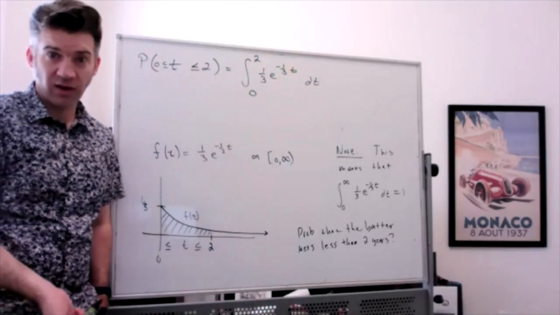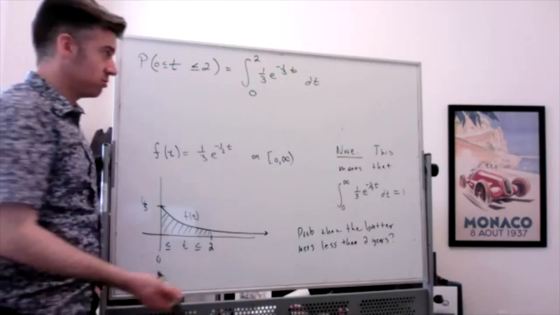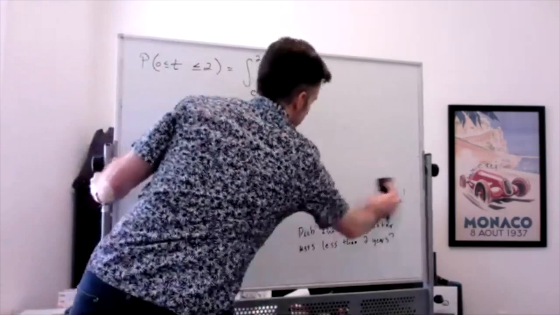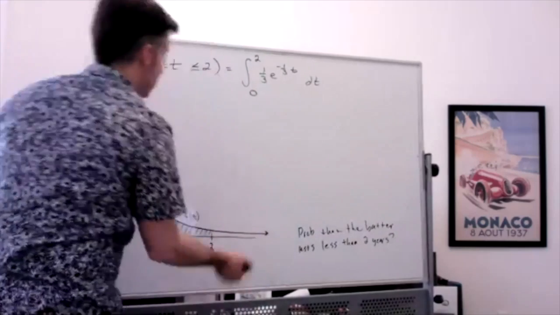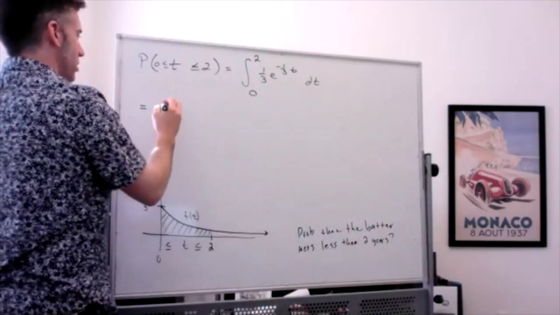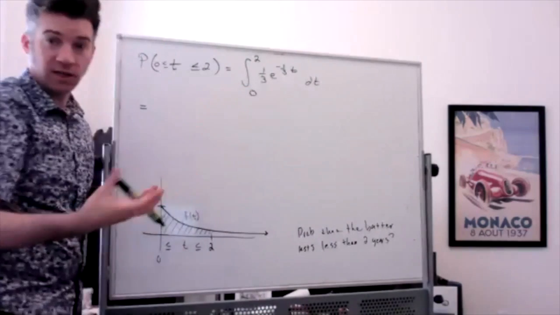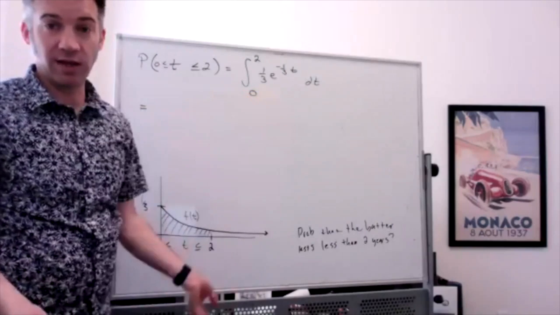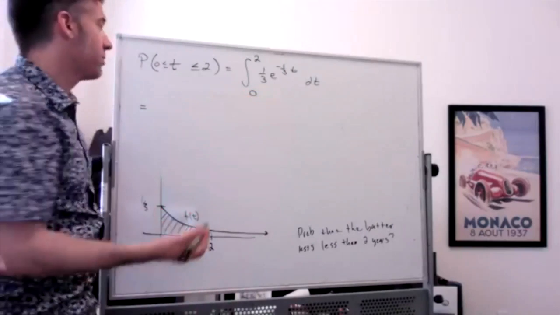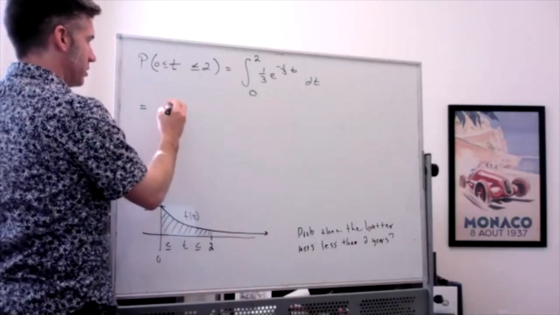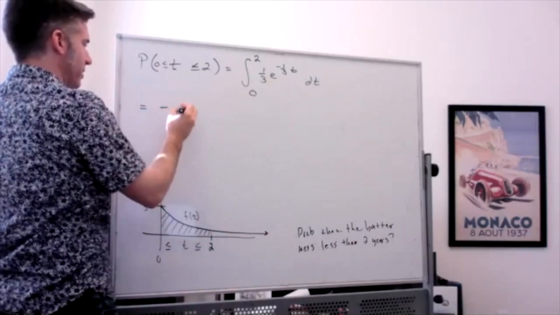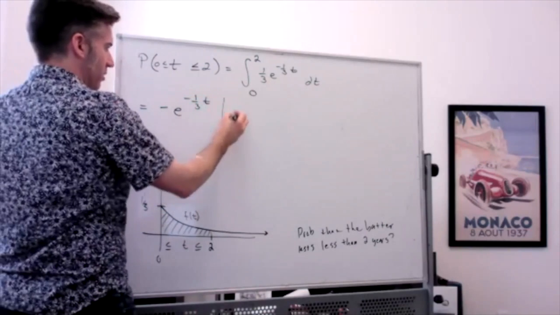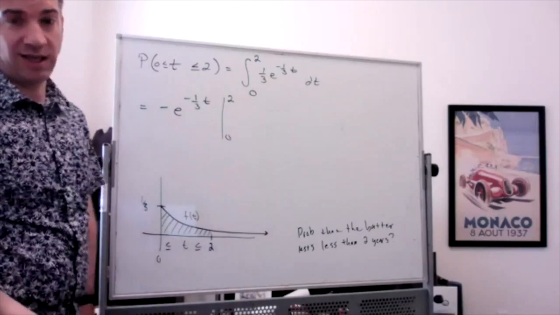Good news, we already know how to anti-differentiate that function. I did it on the other side of the board already. So I don't have to use anything improper here, because my limits of integration don't have any infinities in them, and this function 1/3 e to the negative 1/3 t is defined everywhere. So that's just the integral of this, which is negative e to the negative 1/3 t, evaluated from 0 to 2. Well, that's not terrible.